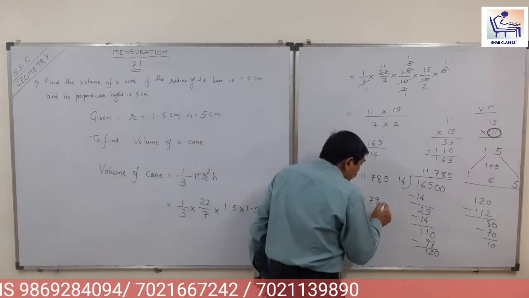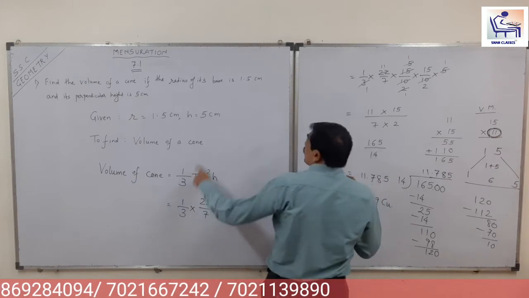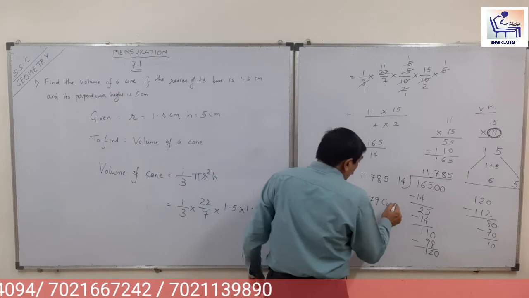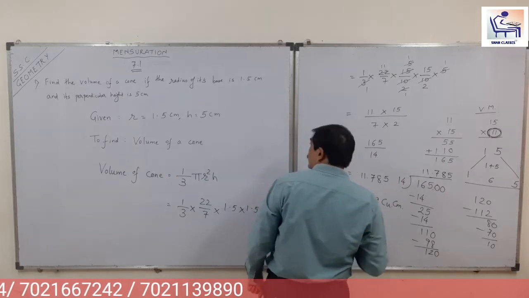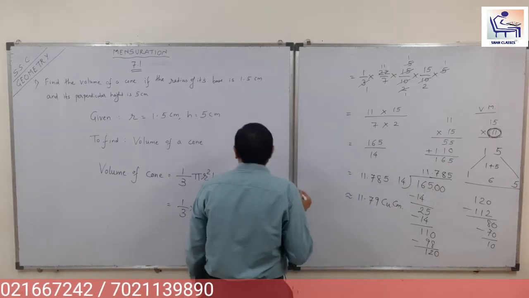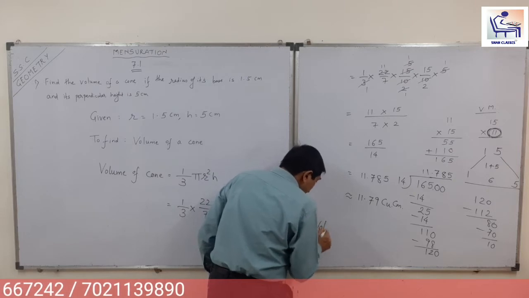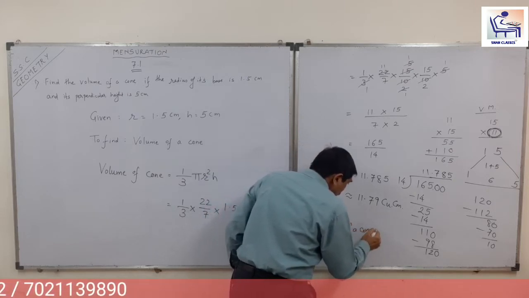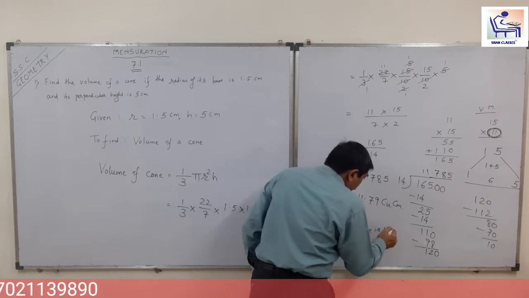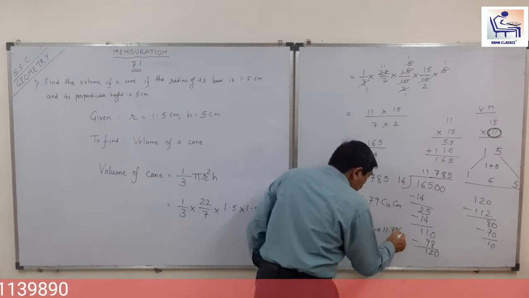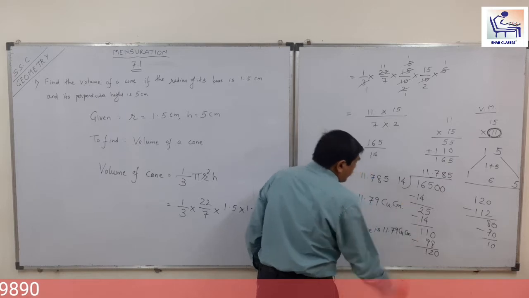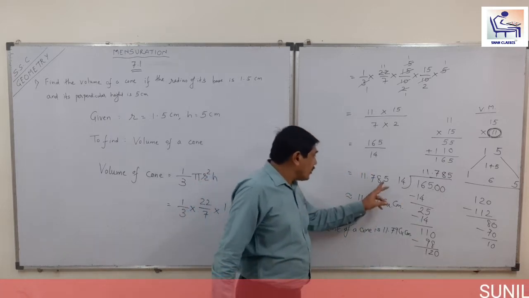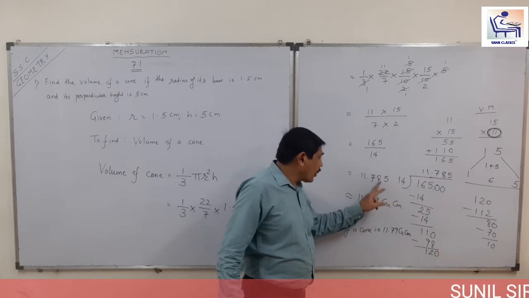So volume is always in cubic. All the measurements are given in centimeters, so cubic centimeter. So your final answer is: volume of a cone is 11.79 cubic centimeter.